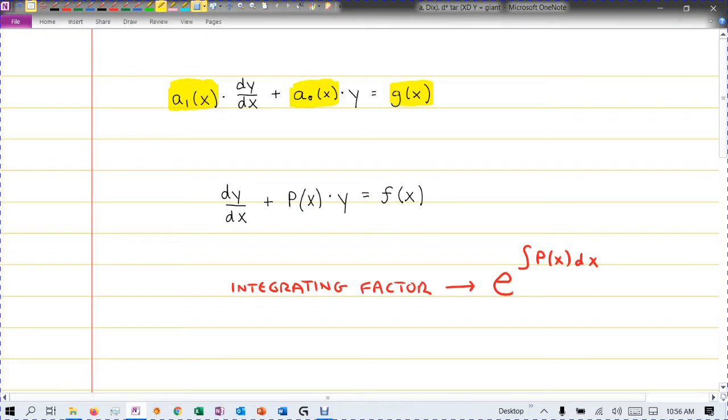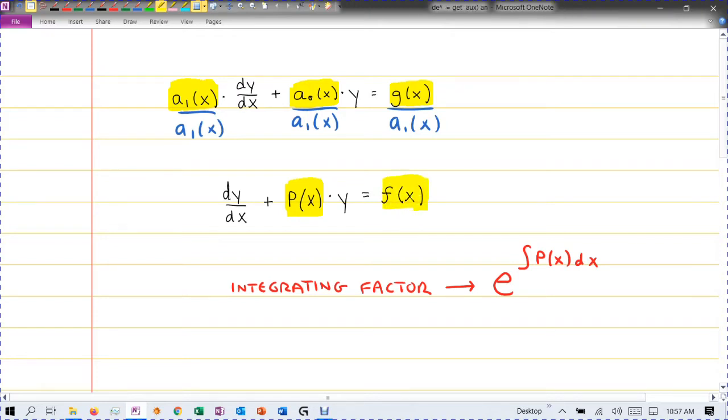And before we can begin this process, what we need to do first is get a leading coefficient on our dy/dx term of 1. So we're going to divide through everything by that function a sub 1 of x. So you do that on all sides here, and eventually that leads you to this final format, which will look like dy/dx plus some function of x, p of x, which is going to be very important to us, times y, and then equals some function of x on the right hand side.